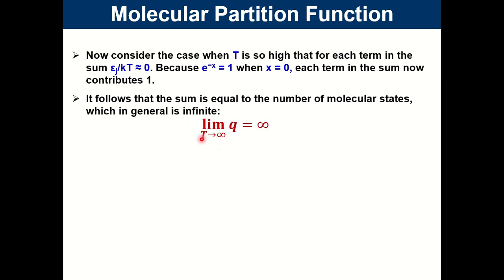So when temperature approaches infinity, q will become infinite. When you reach infinite temperature, all the possible energy levels will be equally populated. All of them will have equal populations. So the number of such energy levels will be infinite. Quantum number n equal to infinity, v equal to infinity is possible. So the number of ways that you can populate them is also infinite now.